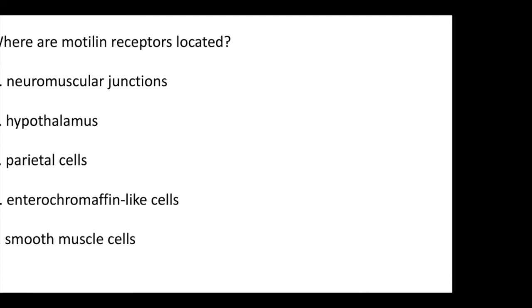Where are the motilin receptors located? I think it's D, the smooth muscle cells. This is just one of those rote memorization questions of your GI hormones. Motilin is a hormone released from the small intestine and plays a role in gastrointestinal motility. The majority of the receptors are located on smooth muscle cells of the GI tract. Erythromycin binds motilin receptors and is used to treat gastrointestinal motility disorders.